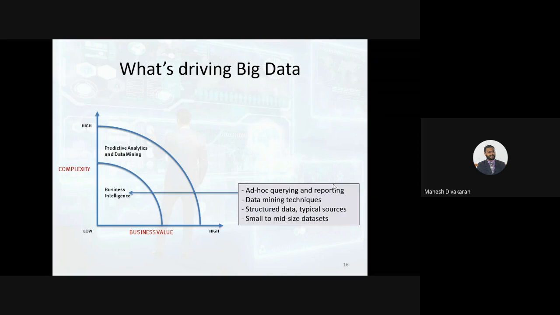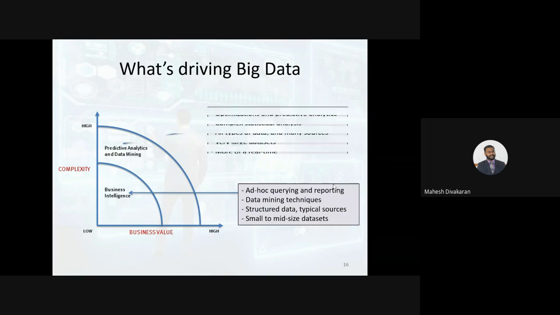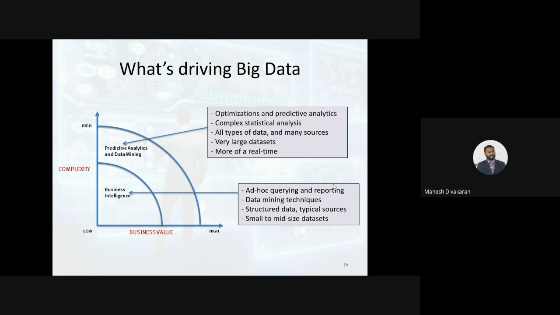So what is driving big data? When we come to analytics, we have two things: business intelligence and predictive analytics. In business intelligence, complexity is less and the business value is in a medium phase. It has techniques like ad hoc querying, reporting, and data mining. We have structured data from typical sources and mid-sized data sets, which we process to generate reports.